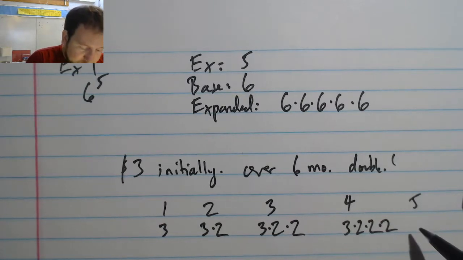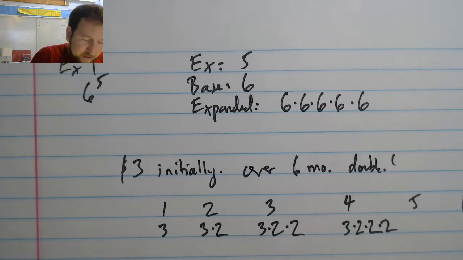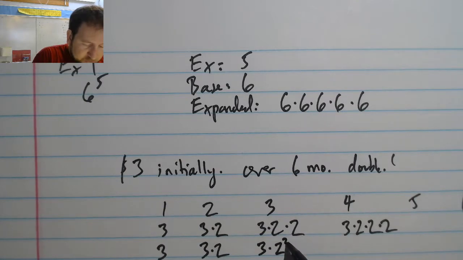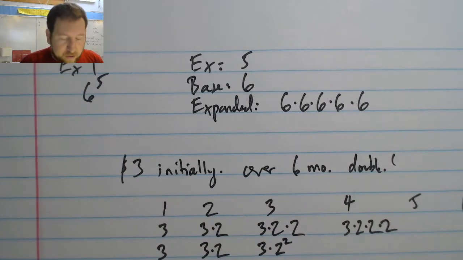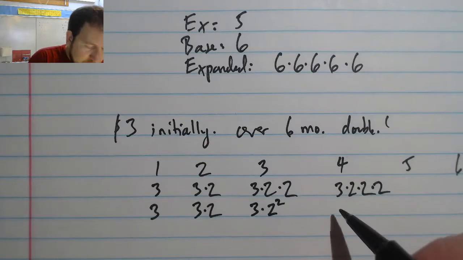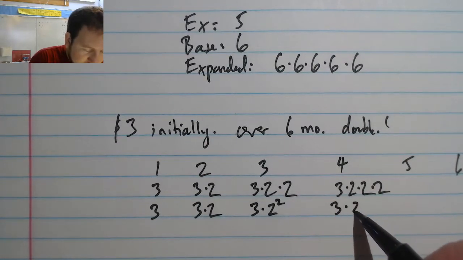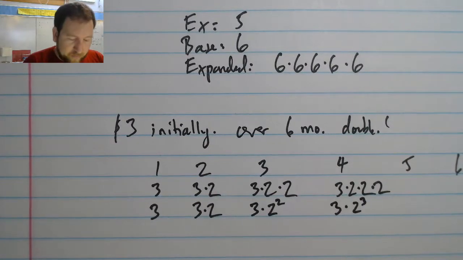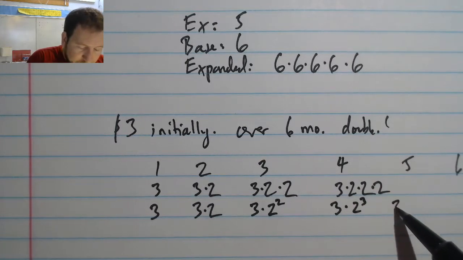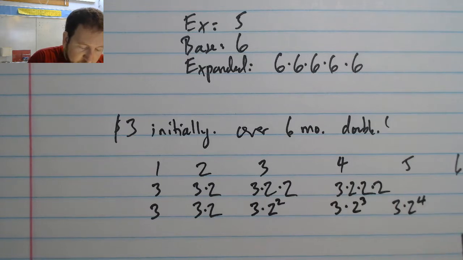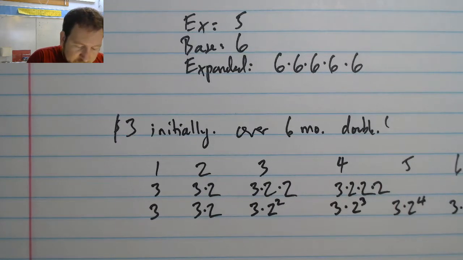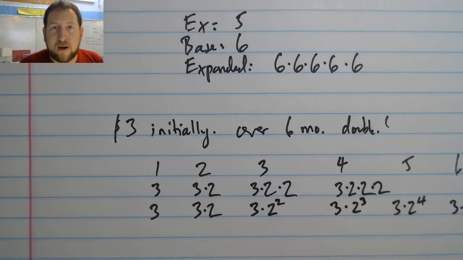See the pattern here. I could instead write this as 3 times 2, 3 times 2 squared, because now I have 2 times 2. Now I can write this as 3 times 2 to the third power, and then the pattern that I'm seeing is very obvious. So here I can write 3 times 2 to the fourth power, and 3 times 2 to the 5th power.